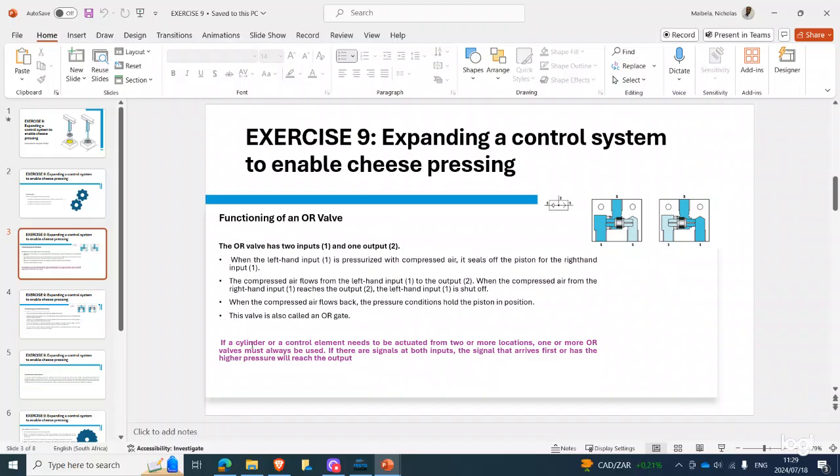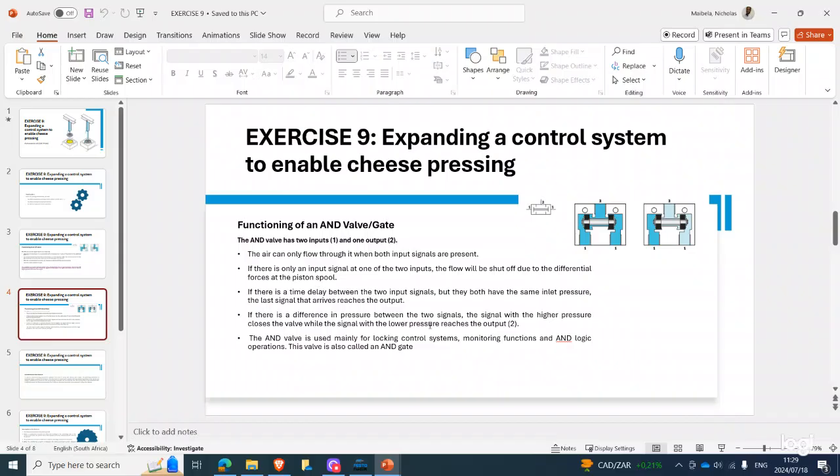I want us to focus on the highlighted statement, which says if a cylinder or control element needs to be actuated from two or more locations, one or more OR valves must be used. If there are signals at both inputs, the signal that arrives first or has the higher pressure will reach the output. I think it's a direct explanation.